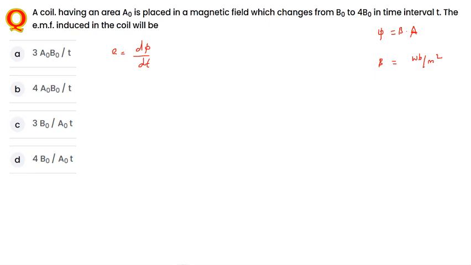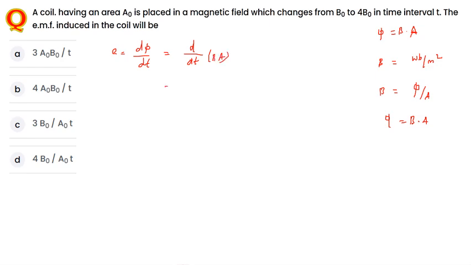Hope you remember this from the previous problem. Magnetic induction is Weber per meter square. Weber is nothing but the magnetic flux, and meter square is nothing but the area. So B is equal to phi by A. From here, phi is equal to B dot A. Now go to the formula: phi is equal to B dot A, so I mention d by dt of BA.